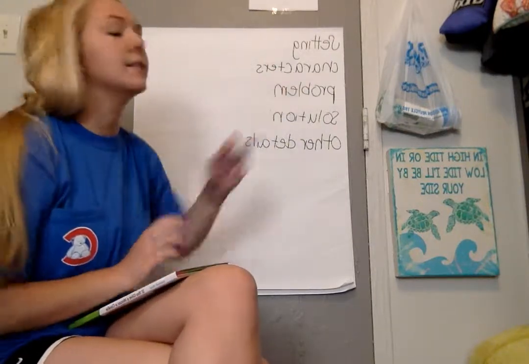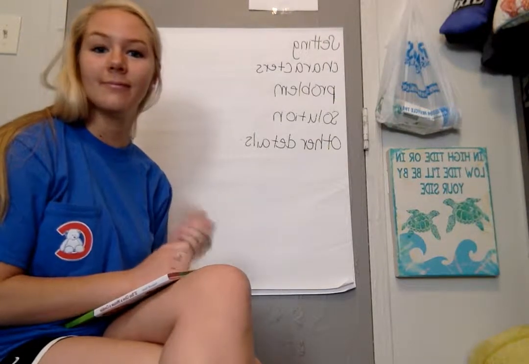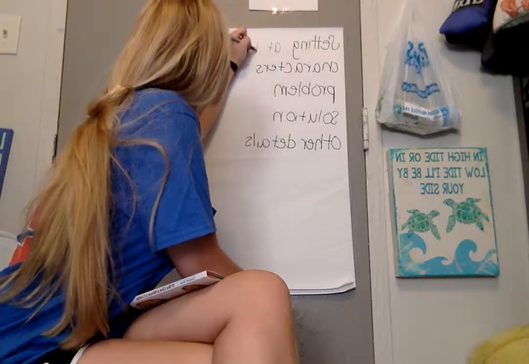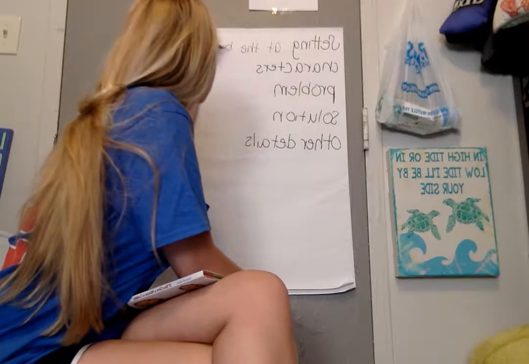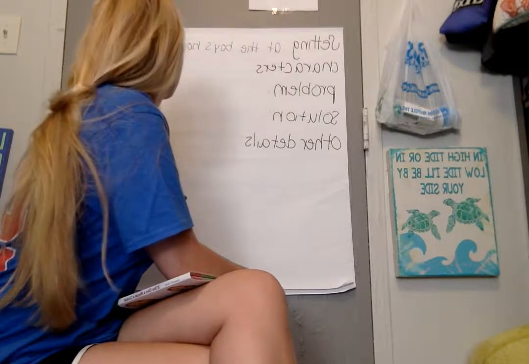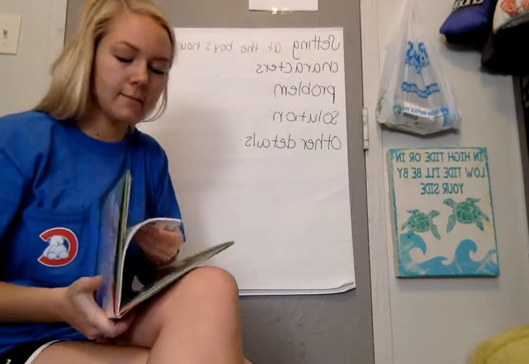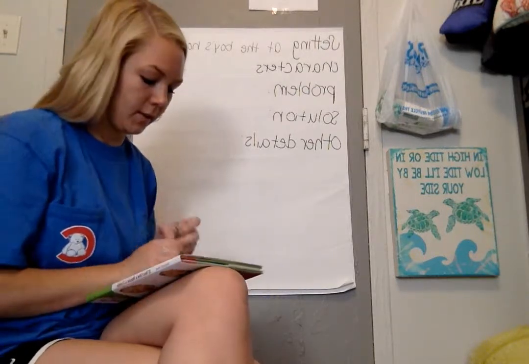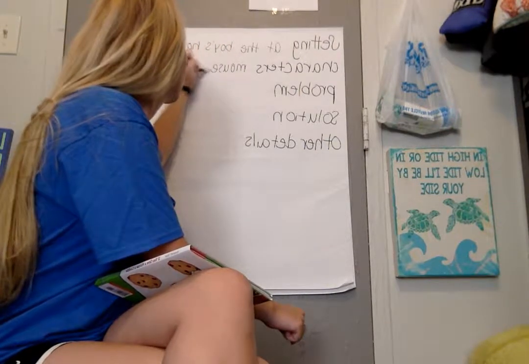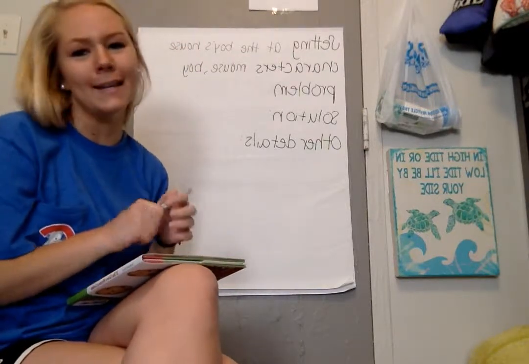So the first detail is the setting. So where do we think this is set? A boy's house. You're right, it is at the boy's house. All right, and who are some of the characters in this book? Who did we see? The mouse and the boy. You're right. The mouse and the boy. And did the little boy have a name? He didn't, did he? No.